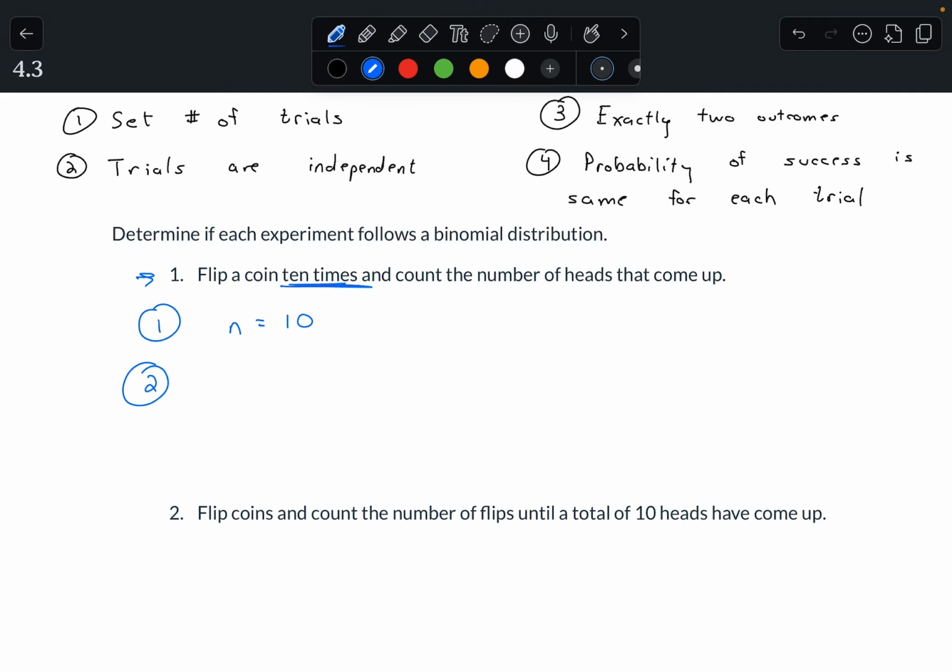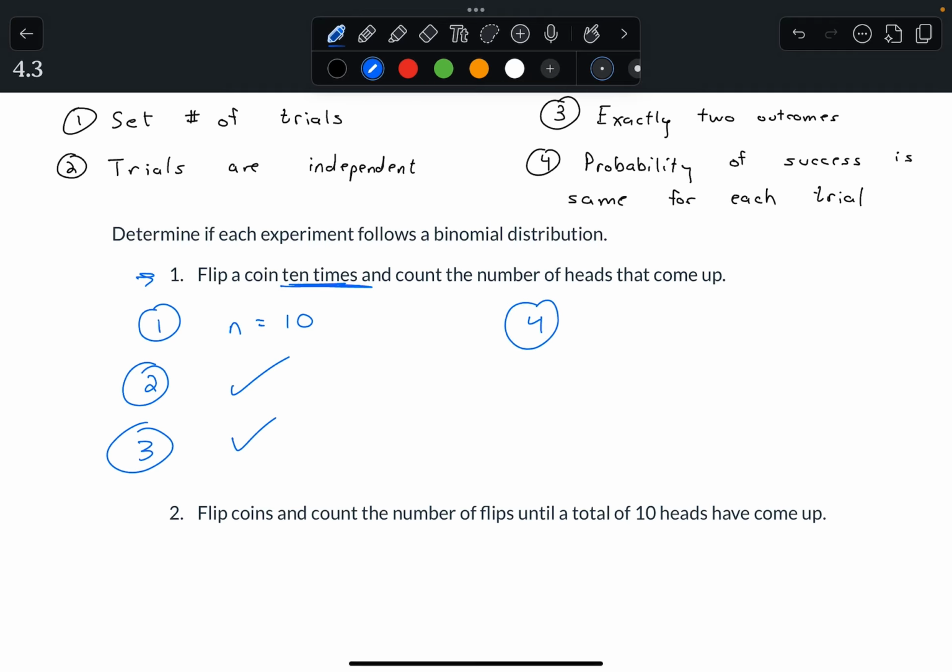Number 2, what do we have here? Trials are independent. Well, if we're flipping a coin, each coin flip is going to be independent. The coin doesn't remember whether it came up heads or tails last time. Each one has a 50% chance of coming up heads or tails. So in this case, yep, that seems to work. Number 3, exactly 2 outcomes. Well, in this case of a coin flip, yep, there's only 2 outcomes. It's either heads or it's tails. So yes, we do meet that one.